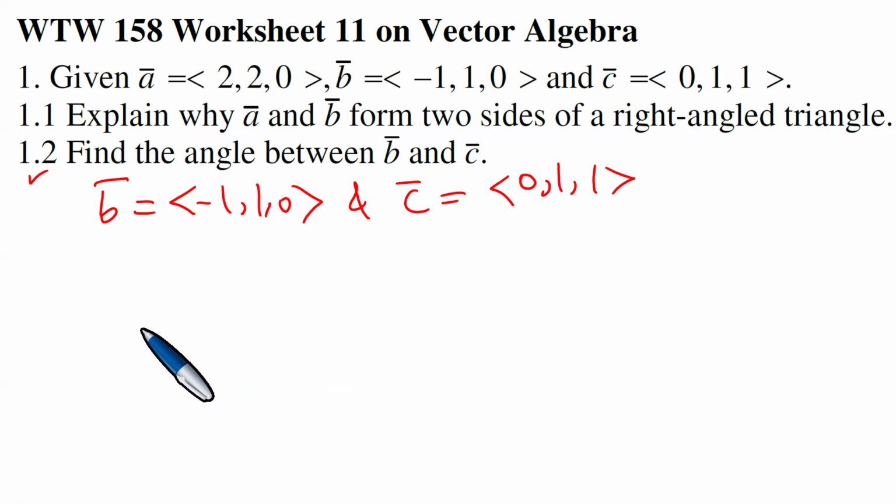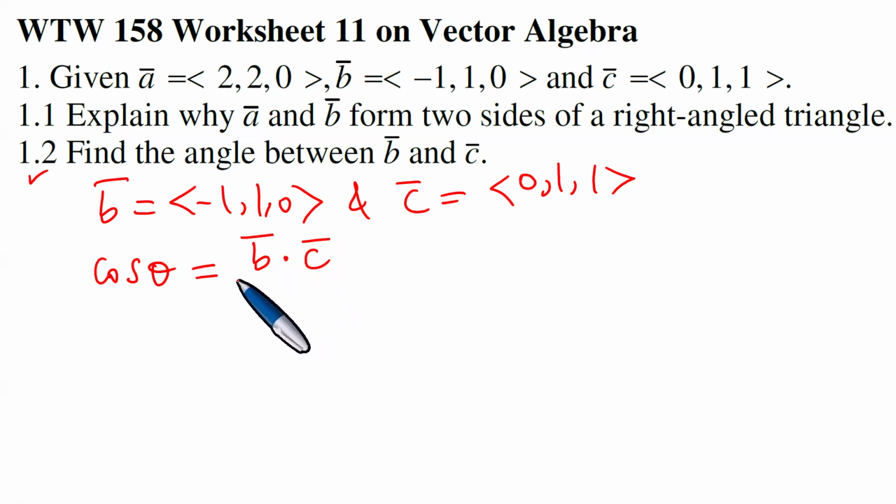To do that, we need to remember the formula for finding the angle between two vectors. We need to remember the cosine formula. The cosine of theta would be the vector B dot the vector C, divided by the length of the vector B times the length of the vector C.